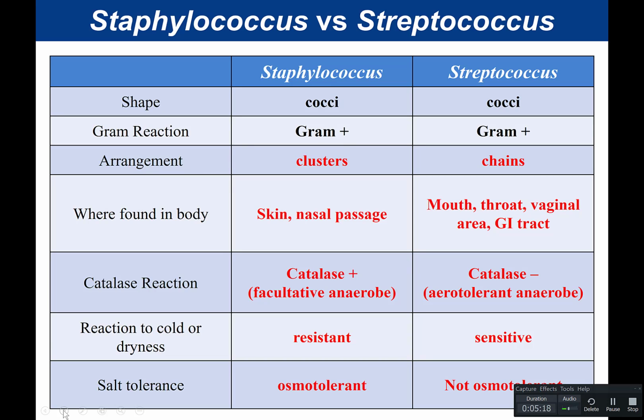In terms of salt tolerance, Staphylococcus is on your skin, therefore it is osmotolerant. Streptococcus, on the other hand, is not osmotolerant. So that's a difference between them as well. You want to know these general characteristics of staph and strep so that you can compare between the two and know how to identify which one it is.